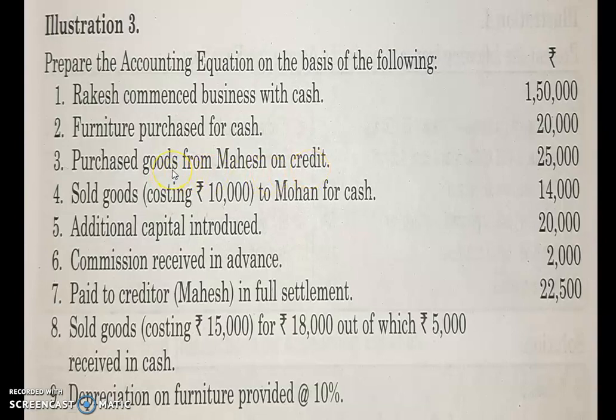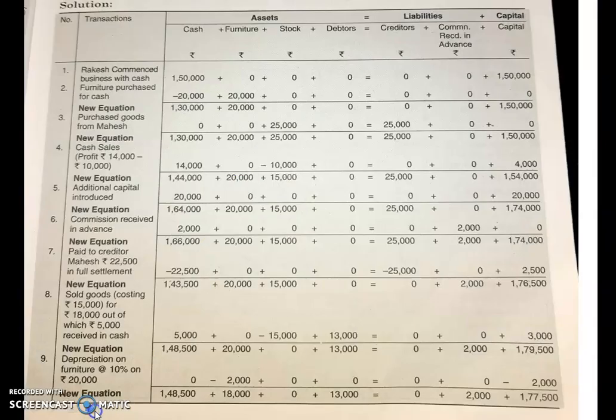Case 3: purchased goods from Mahesh on credit. So you are purchasing goods, that means goods are coming into the business, but your cash is not going out because it is a credit purchase. So Mahesh is a creditor for us, because you have not given the cash to him. It is a liability for us because we have to pay. So Mahesh is a creditor. You write down the transaction and goods is coming.